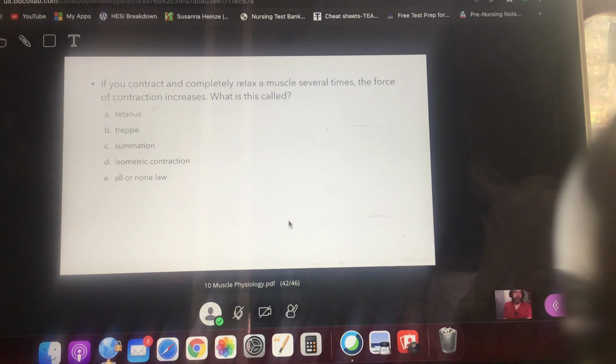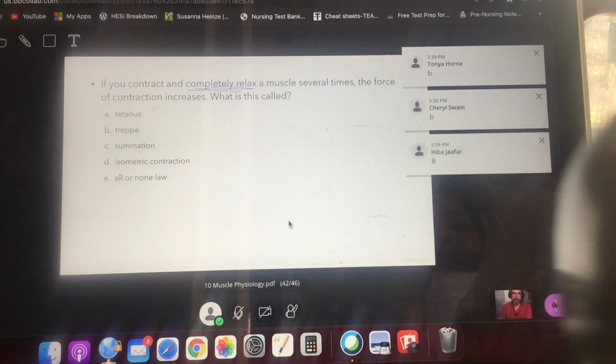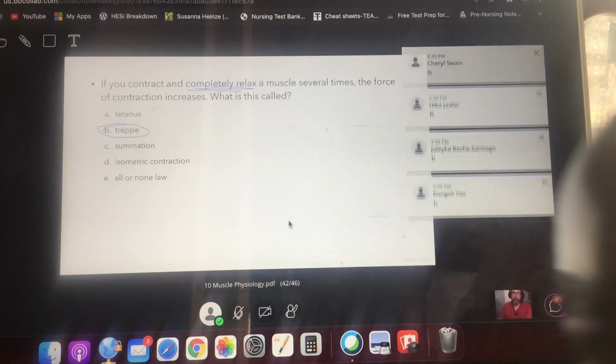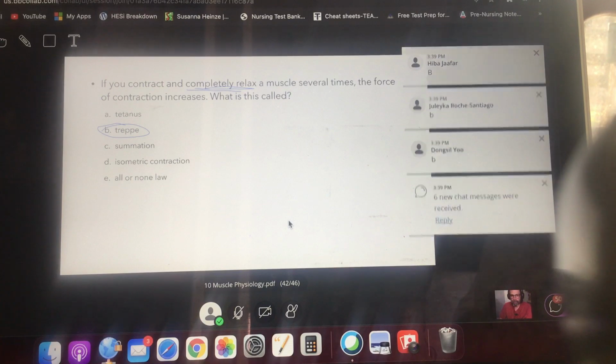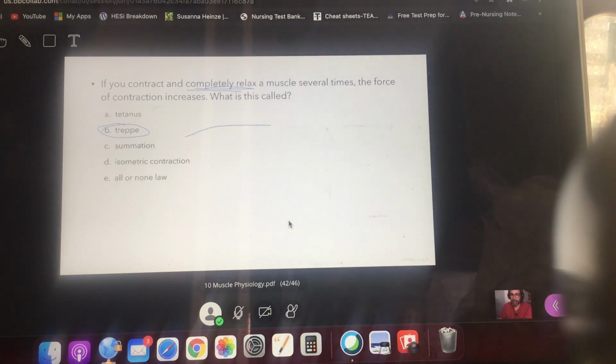Oh, here's a sample. There you go. If you contract and completely relax a muscle several times, the force of contraction increases. What is this called? But here's the key thing to look at. It is still allowed to completely relax, right? So that's an example of treppe. But remember, the force in treppe doesn't go up very high and also doesn't happen in real muscle. With real muscle, you get a force that can reach its maximum. Okay?